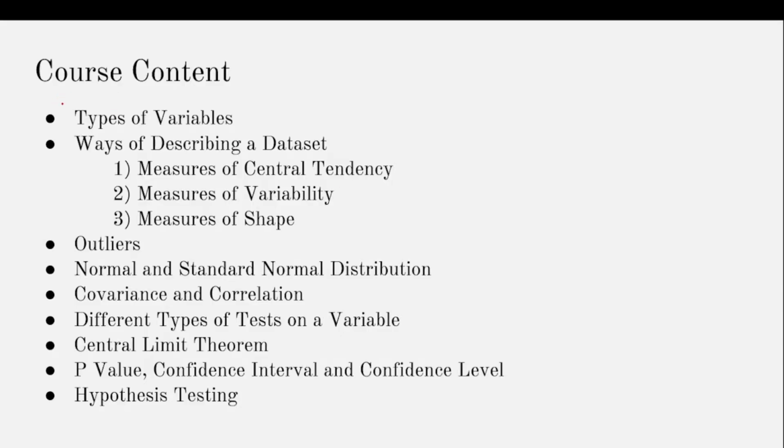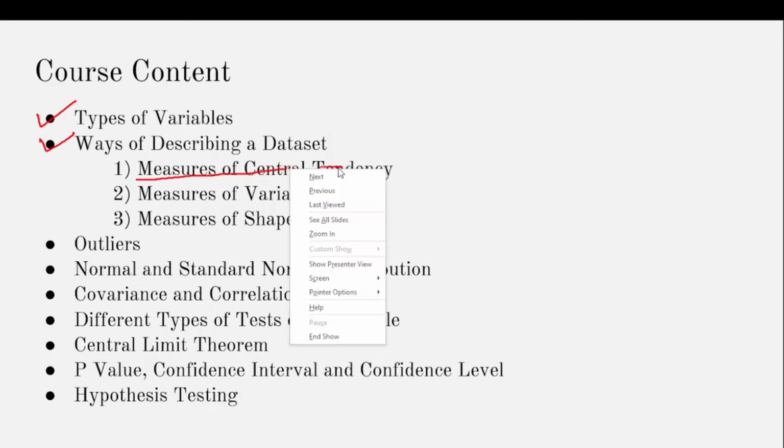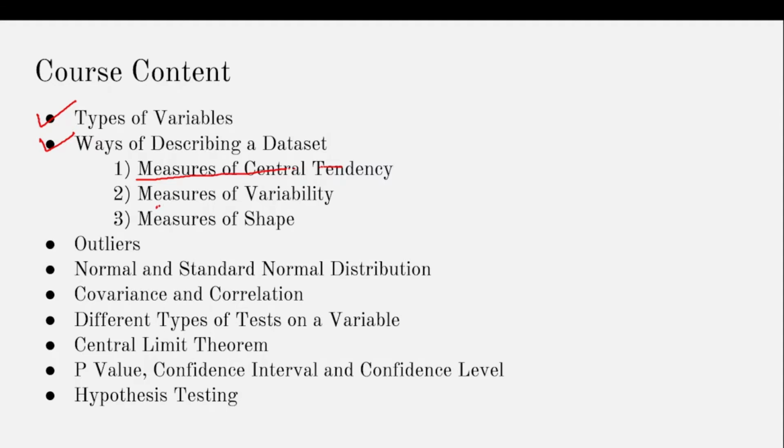Before starting the topic, let us go through the course content. In this playlist, we'll be discussing all the major topics that you will be needing to start your journey as a data scientist, as a data analyst, or as a business analyst. So in this, we'll be discussing the types of variables, the ways of describing a data set, that is measures of central tendency, measures of variability, and measures of shape.